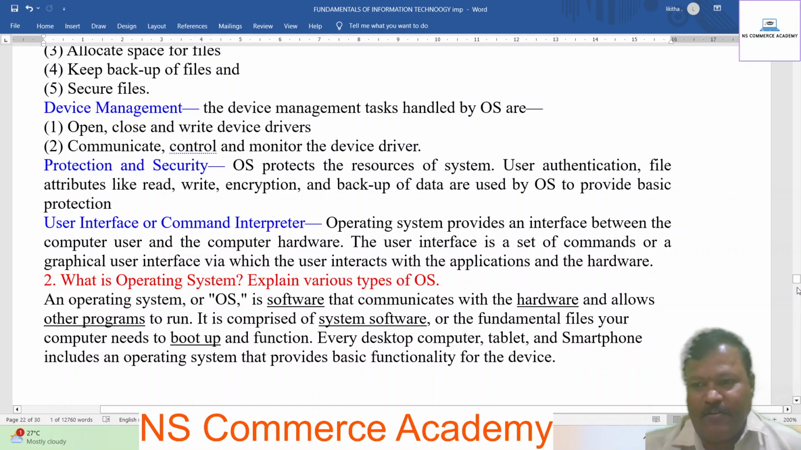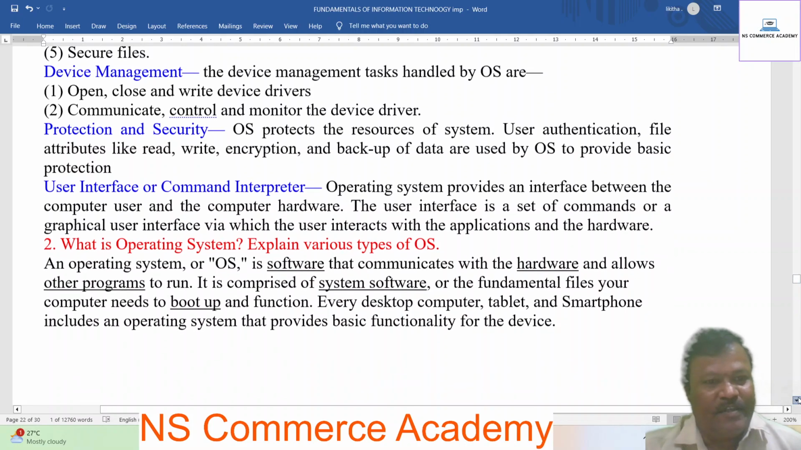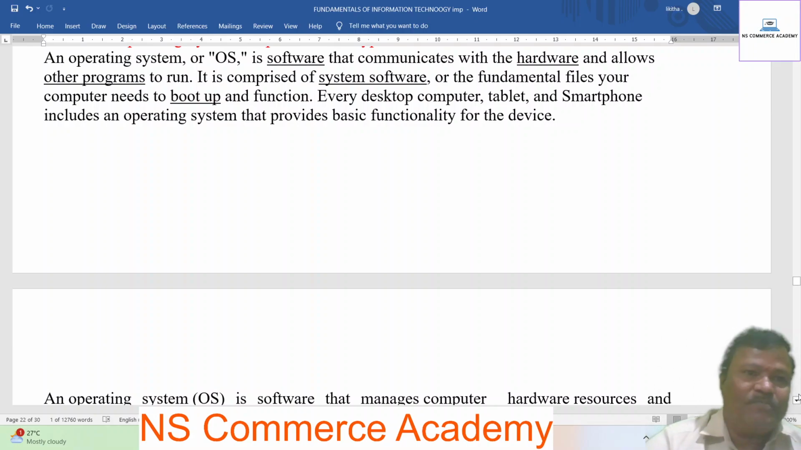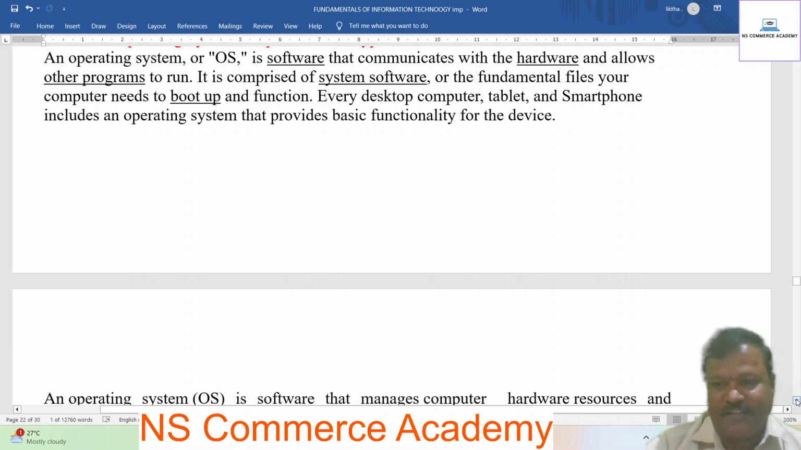Next, what is an operating system? Explain the types of operating system. An operating system or OS is software that communicates with the hardware and allows other programs to run. It is comprised of system software, or the fundamental files your computer needs to boot up and function. Every desktop computer, tablet, and smartphone includes an operating system that provides basic functionality for the device.